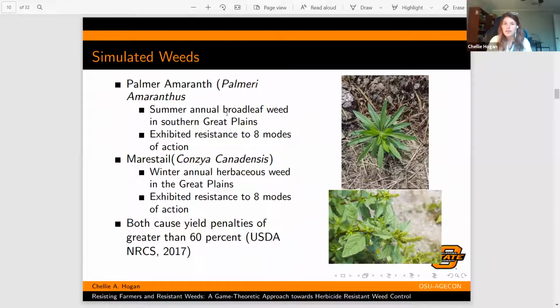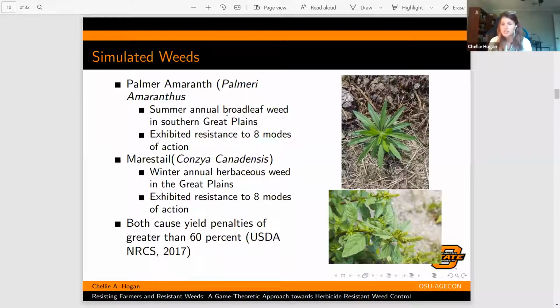And so we picked 2 weeds that are in the Southern Great Plains area. The first is Palmer amaranth, which is also known as pigweed, and it's a summer annual broadleaf weed in the Southern Great Plains. It's exhibited resistance to 8 modes of action. And then the second is mare's tail, which is also known as horseweed. It's a winter annual herbaceous weed, also in the Great Plains. It's also exhibited resistance to 8 modes of action.